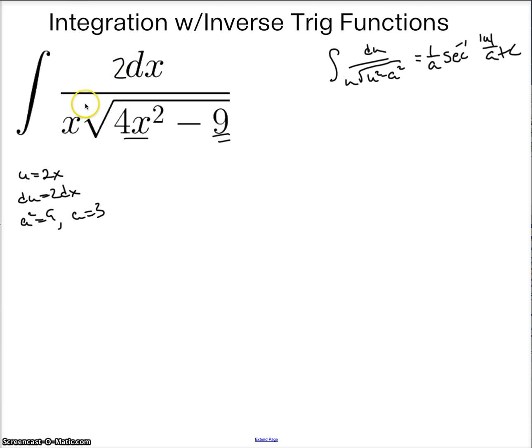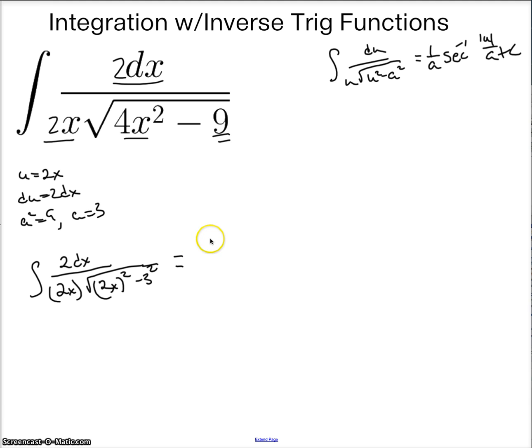If I have a 2 here and a 2 here, those will cancel, but now I have u here and here. I have u squared minus 9. So I'm going to write this as 2 dx divided by 2x times the square root of 2x squared minus 3 squared. Okay, do you see how I did that? So now, this becomes 1 over a, and a is 3, the inverse secant of the absolute value of u, which is 2x, divided by 3 plus c.